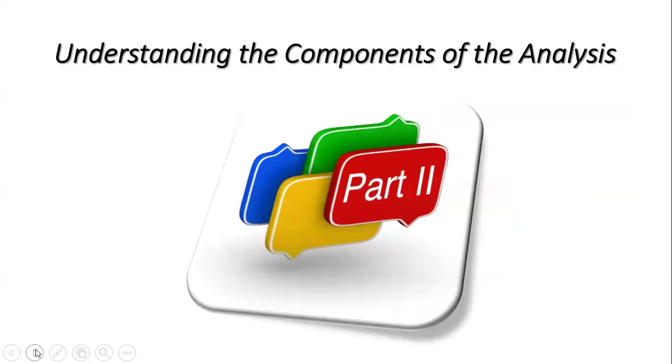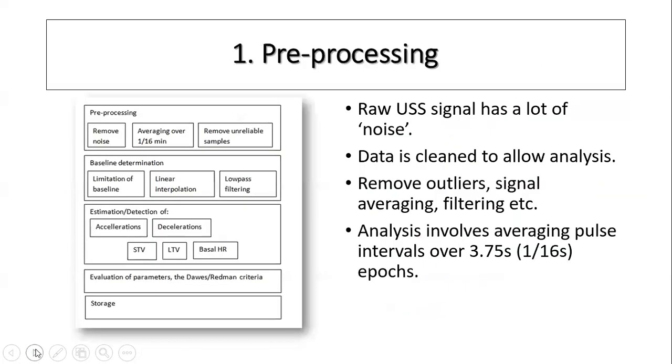Now let's understand the components of the analysis. So the first thing you need to understand is that the Dawes-Redman analysis is proprietary, and therefore it's owned by Huntleigh, and we may not know all the details of what goes on in there. This work is from reverse engineering by some computer analysts trying to understand what the analysis may be, and from some of the lectures given by Professor Christopher Redman himself. So the first thing that happens with the analysis is to process the data.